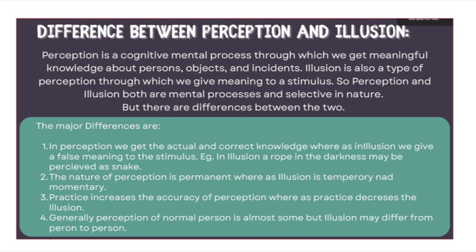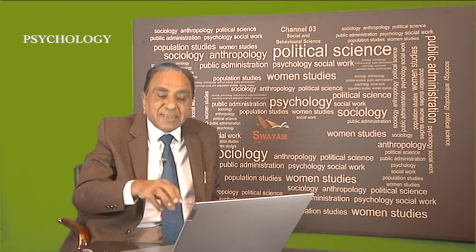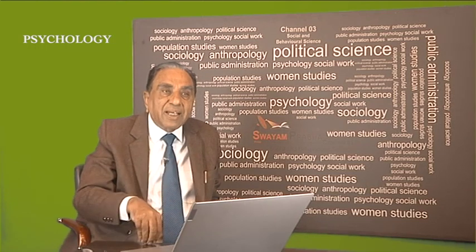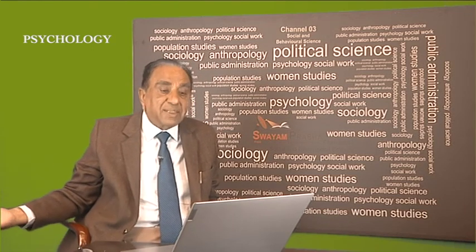Number two, the nature of perception is permanent, whereas illusion is temporary and momentary. You have seen a chair, I will always say it is a chair. But this time I am perceiving a rope as a snake, next time I may not. Now I say it is a rope, it is not a snake. So illusion is always temporary and momentary, whereas perception is a permanent mental process.